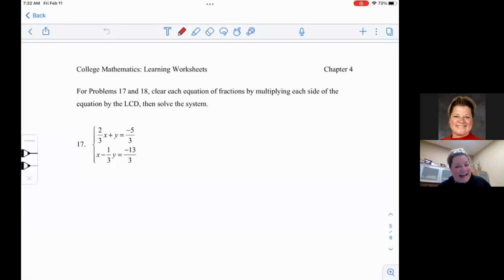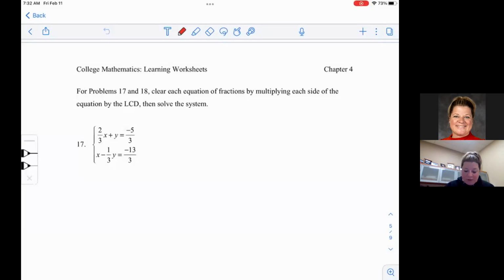All right, here's the second half of 4.1. So what happens when we start to have fractions and word problems with our systems of equations? We still have our three ways to solve them: substitution, elimination, or a graphing calculator. Graphing calculator is awesome, but I will make you do all three methods on the test. So make sure you practice them all.